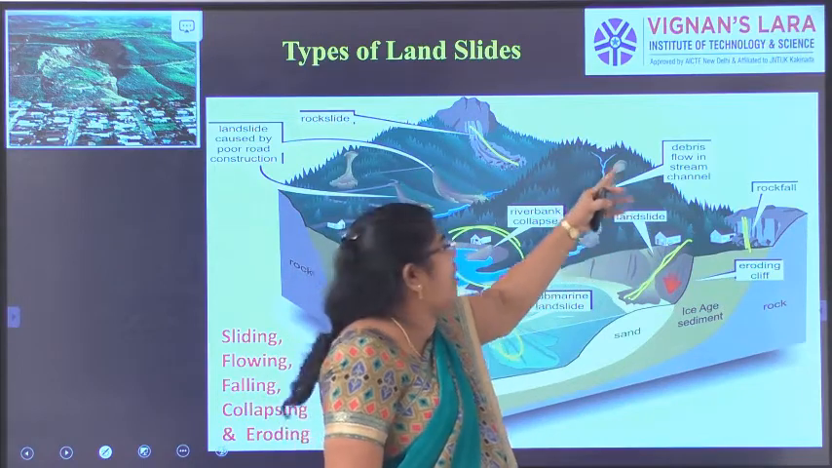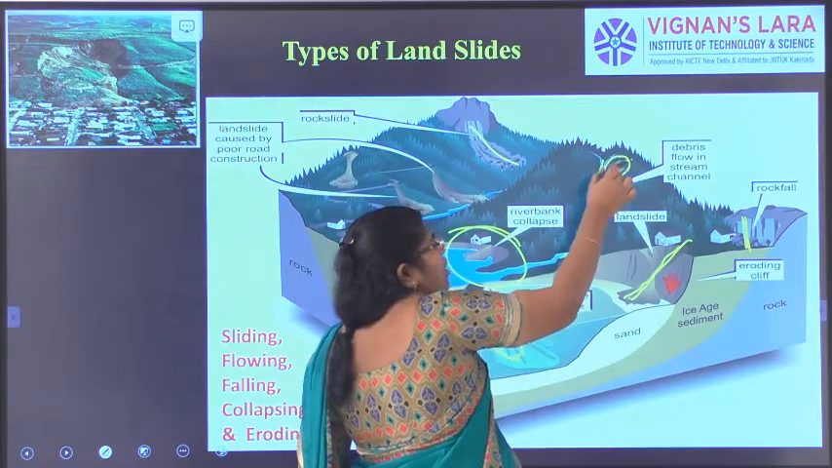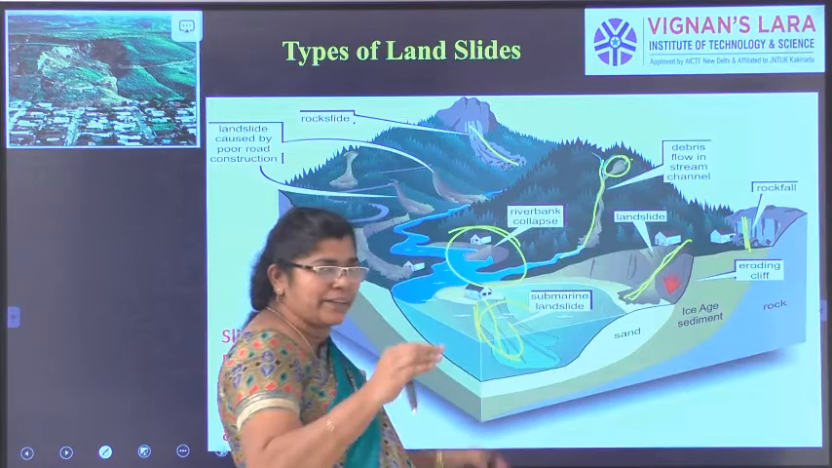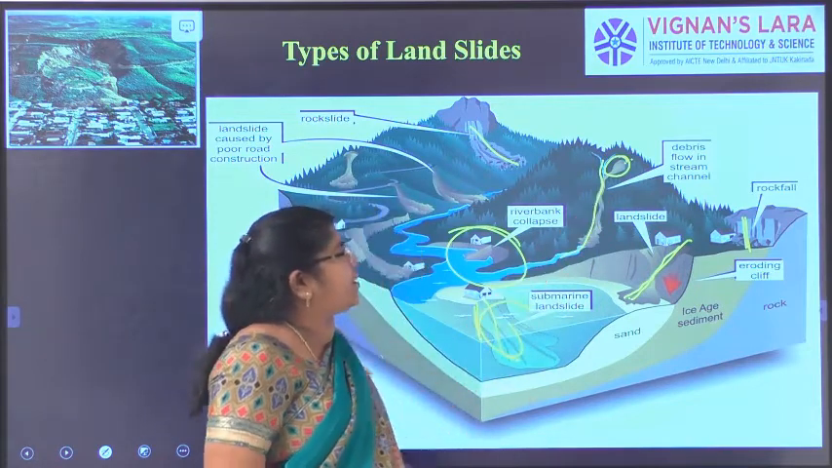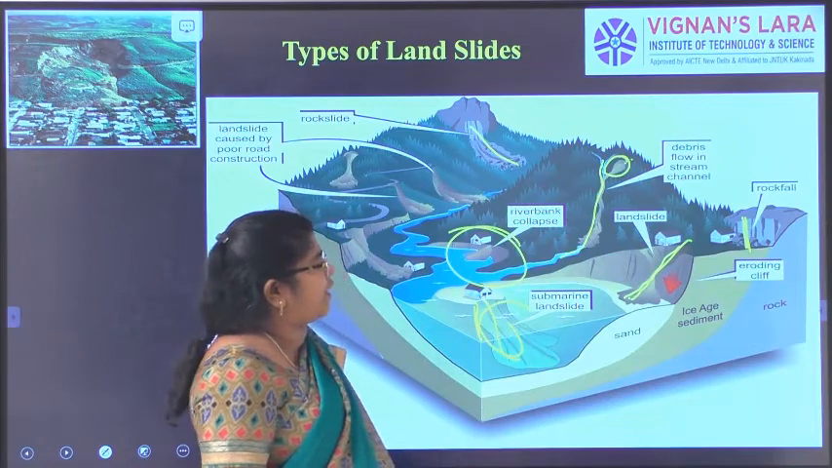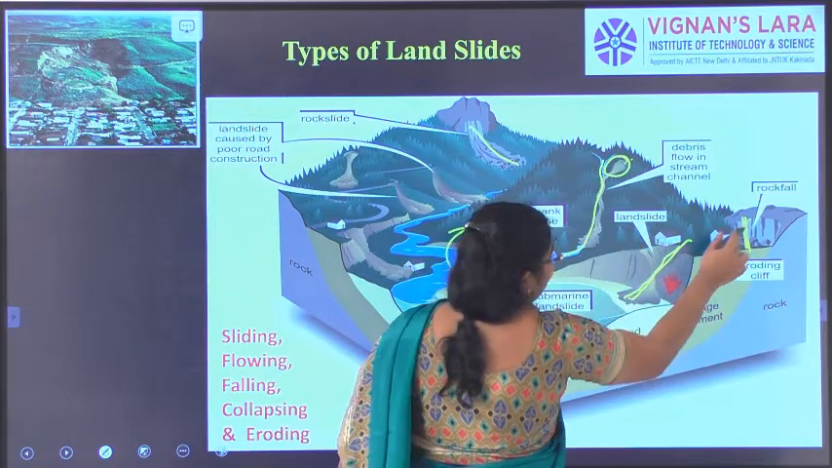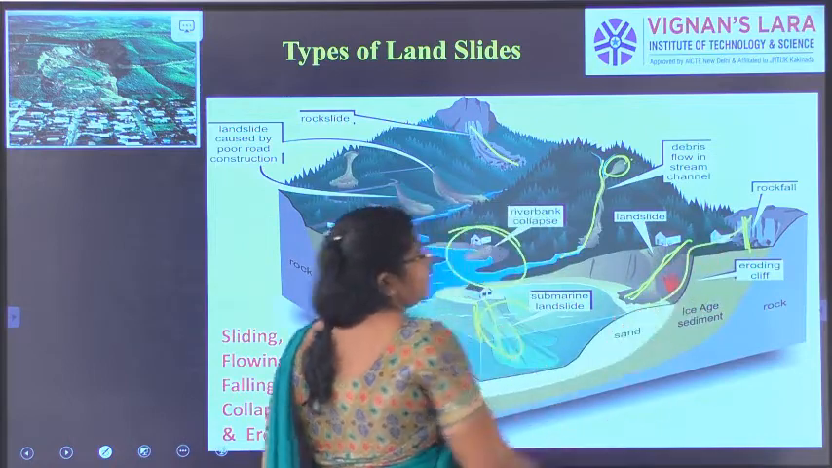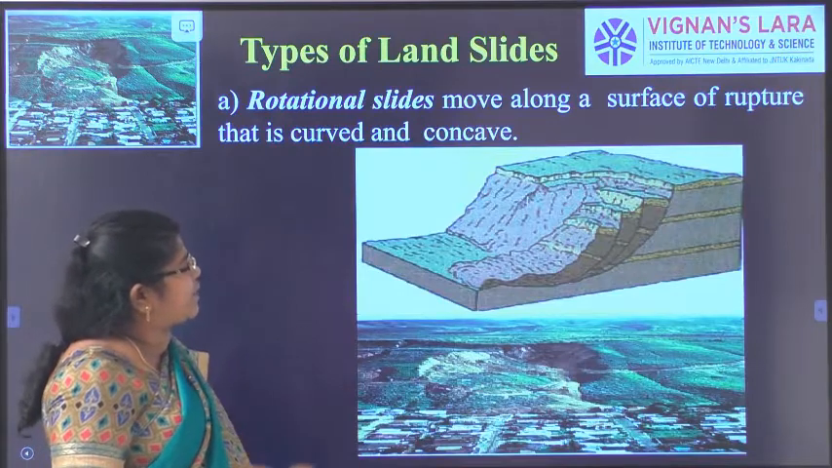When rainfall is there, along the water, that is the rivers or the streams, all the loose mud, that is loose rock materials, flow along with the river. That is the debris flow in a stream channel, and you will have the eroding cliff. Due to this rock fall, what will happen? This will come and this will come here. So there will be an eroding cliff. This gives you the basic idea.